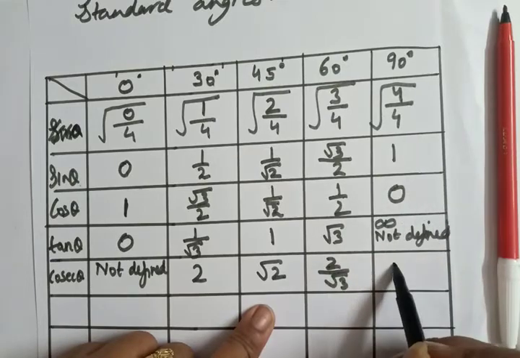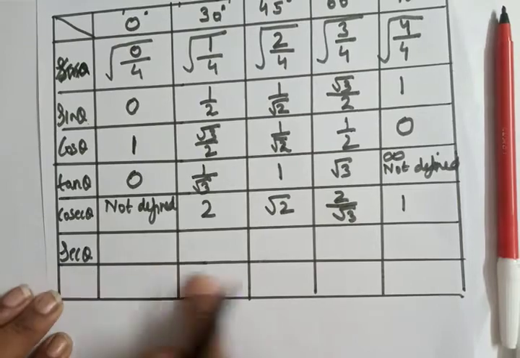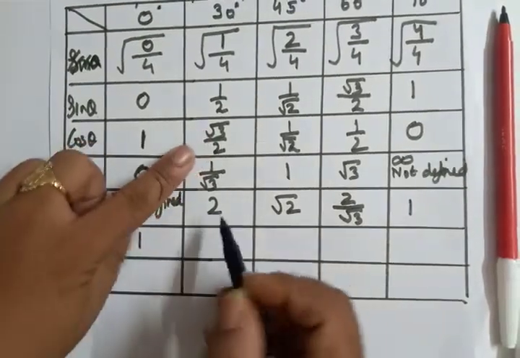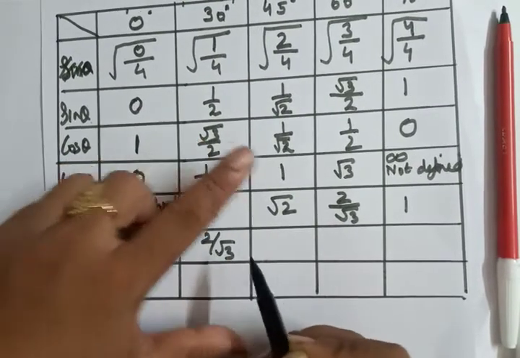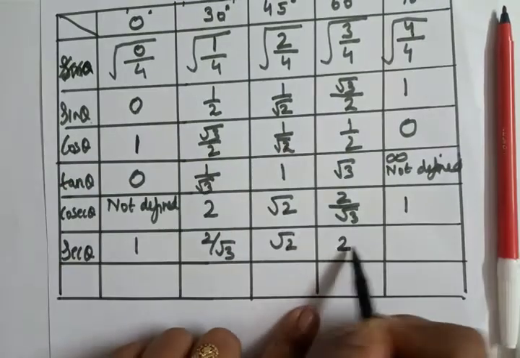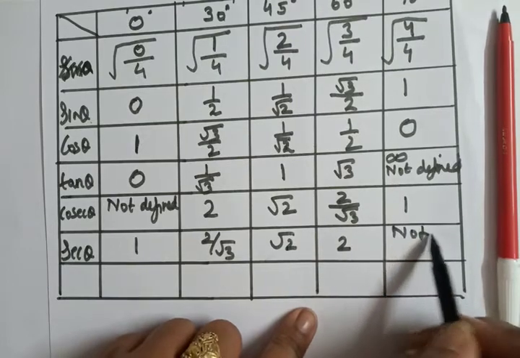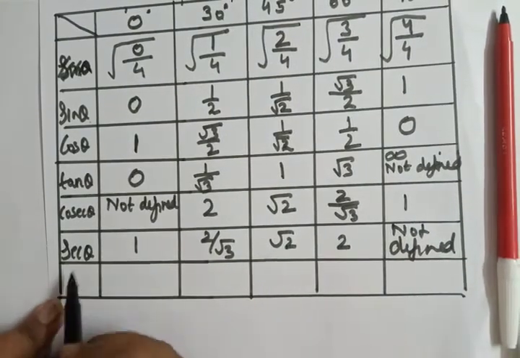And this one, of course, 1. Same for sec theta. It is the reciprocal of cos, so we will get 1, 2 upon root 3, root 2, 2, and here 1 upon 0, so it means not defined. Clear? Now cot theta.